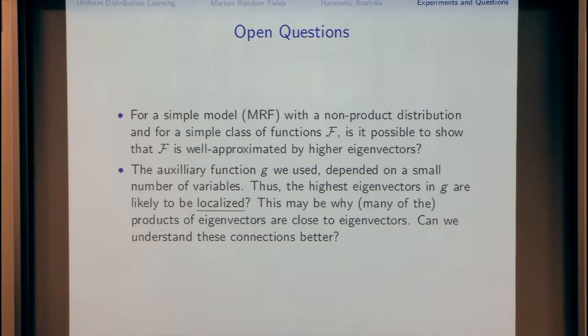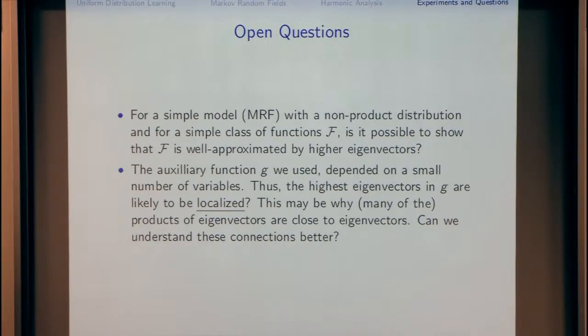Here's a couple of open questions. So the obvious open question is: take your favorite simple Markov random field, favorite simple class of functions. Is there any hope of showing that you can approximate all functions in this class using higher eigenvectors, so eigenvectors corresponding to high eigenvalues for this Markov random field?